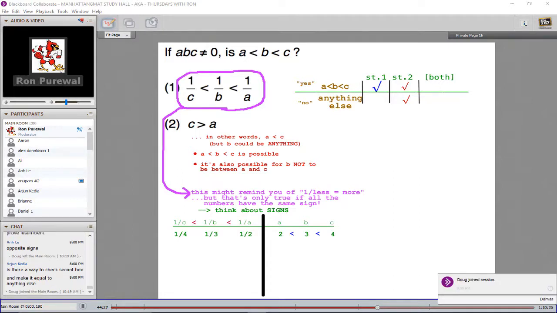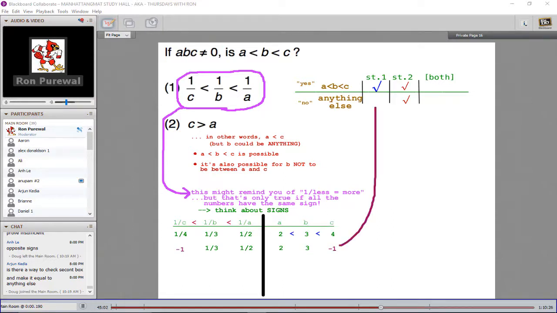So if we just keep the 1/3 and the 1/2, and then we get rid of the 1/4. So let's just replace that with a negative number, like -1. And that means this is also -1. So it's not in the same order. It's in a totally different order. So that's going to check the bottom box. Not sufficient.